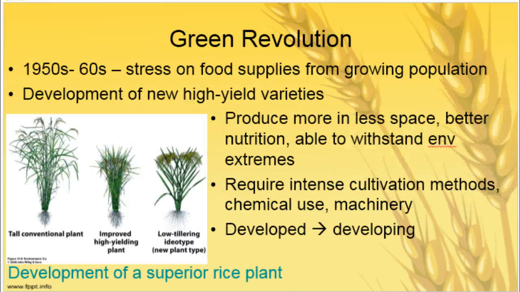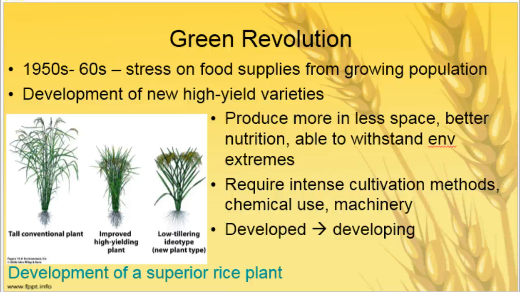So this approach basically came out of what we call the Green Revolution in the 1950s and 60s. This is when our world population started to really take off, and there was a lot of stress on the food supply as a result. And basically what happened is scientists developed lots of new high yield varieties so that you could produce more food in less space. It would be more nutritious, more able to withstand things like drought and salty soils and things like that that might prevent you from growing crops traditionally.